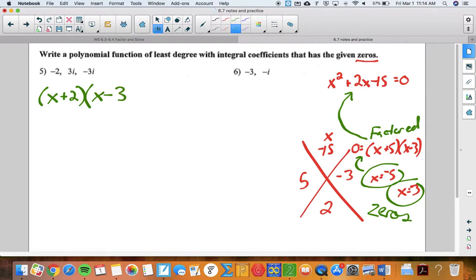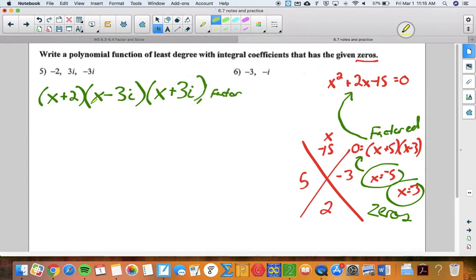Well, now shove an i with it. And if negative 3 was a zero, what's the factor that it would come from? It would come from x plus 3. But now shove an i with it. Because, folks, negative 3i plus 3i is 0, and here, 3i minus 3i is 0, and negative 2 plus 2 is 0. Those are all zeros. So now we have things in factored form. Now we multiply them together to get them in standard form.